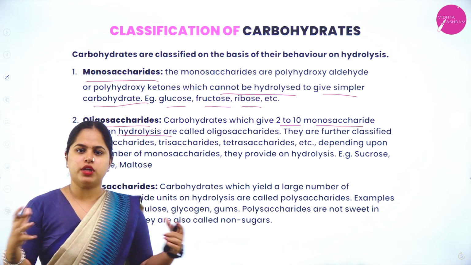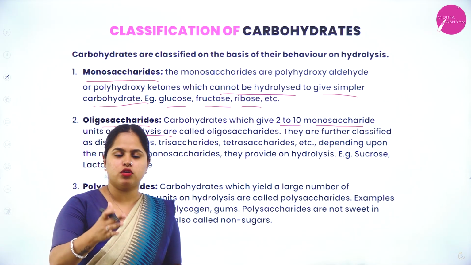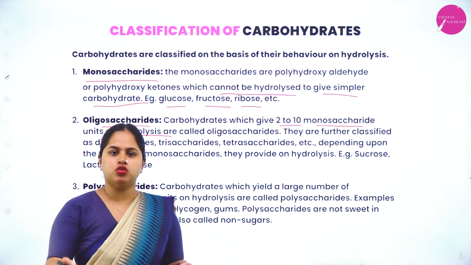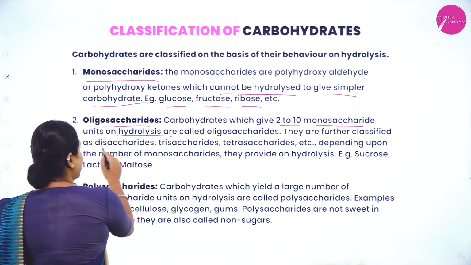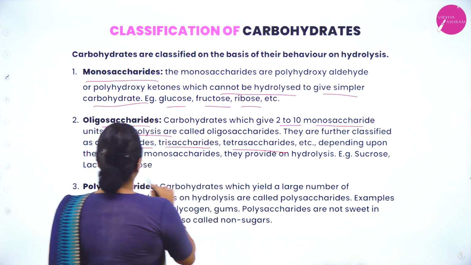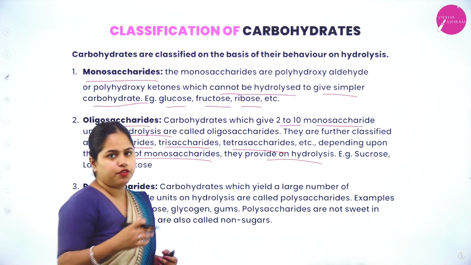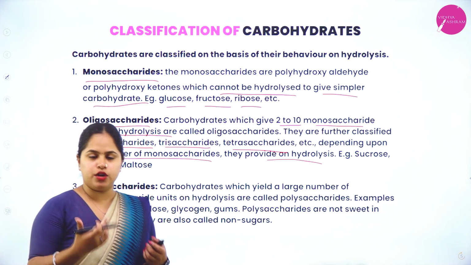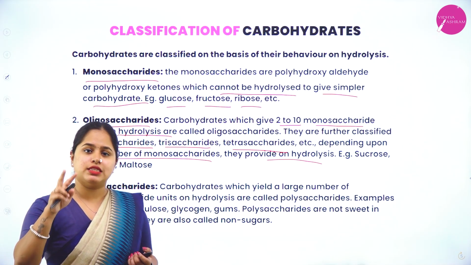So around 2 to 10 monosaccharides will combine together to form an oligosaccharide. That is why oligosaccharide on hydrolysis will give 2 to 10 monosaccharide units. They are further classified as disaccharides, trisaccharides or tetrasaccharides depending upon the number of monosaccharide units they provide on hydrolysis. If the oligosaccharide is undergoing hydrolysis and forming 2 monosaccharides, then it is called a disaccharide.